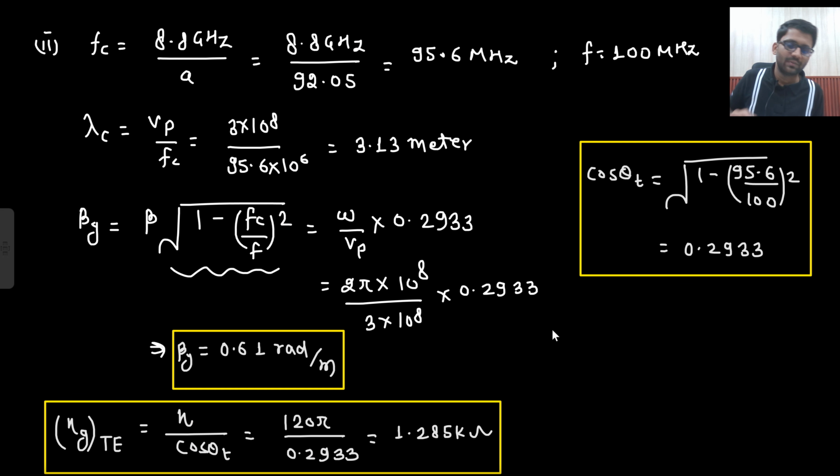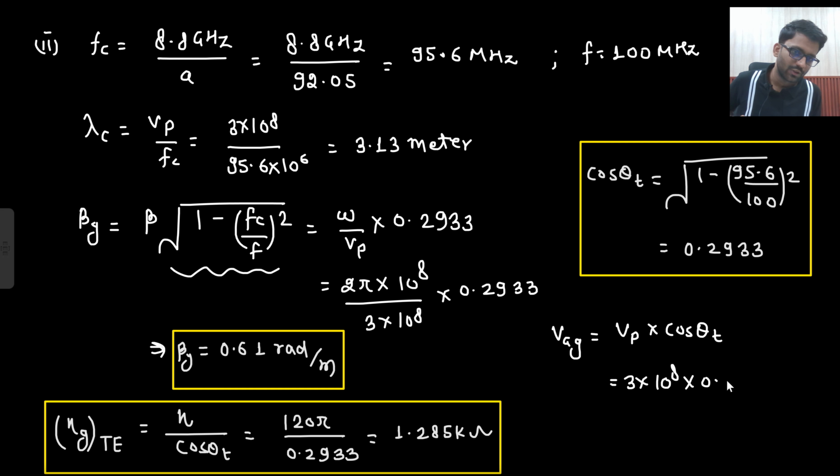What about VGG now? So VGG would be VP into cos theta t. So what is my VP? 3 into 10 to the power 8 into 0.2933. So your VGG is 3 into 0.2933. So 0.88 into 10 to the power 8 meter per second.